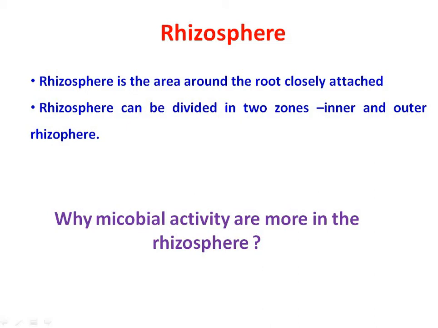Now next is why microbial activity is more in rhizosphere. Generally, the number of microorganisms or microbial population in the rhizosphere is more because the root releases some exudates like organic acids and vitamins. So these exudates attract the microorganisms. Therefore, the microbial activity is always more in the rhizospheric region.